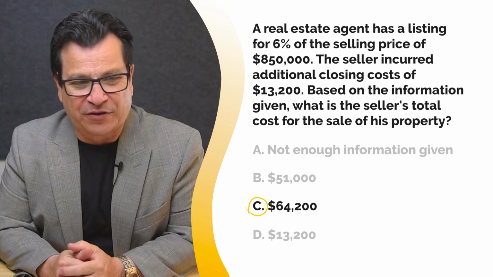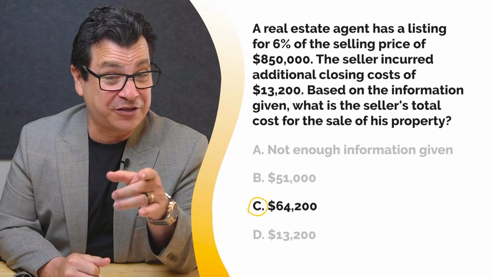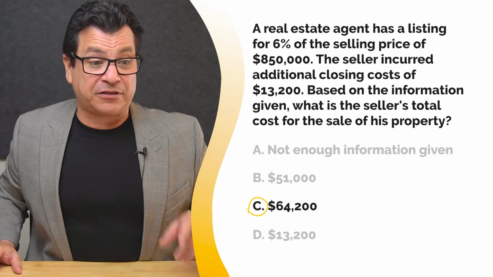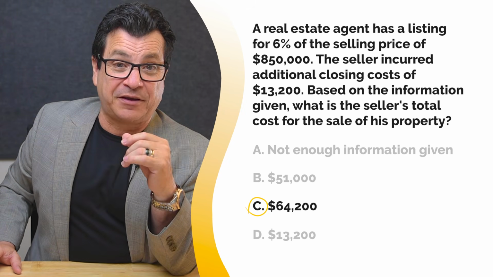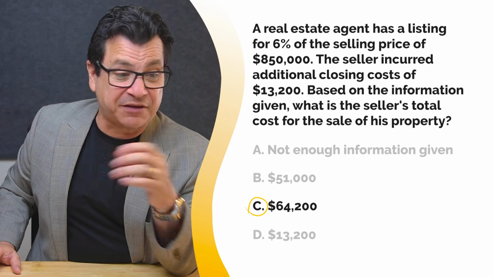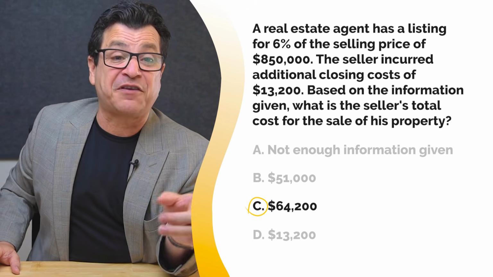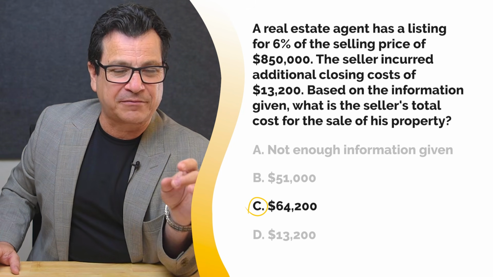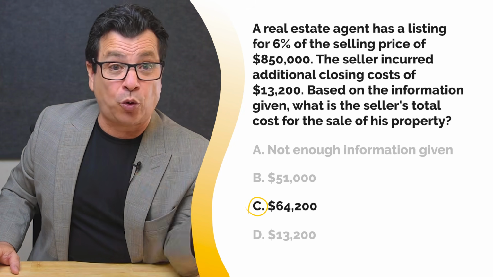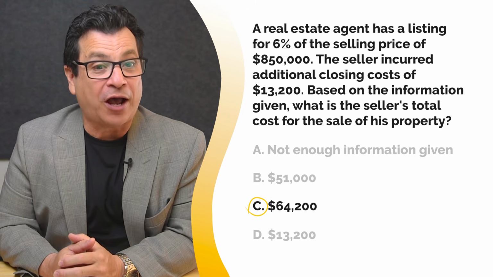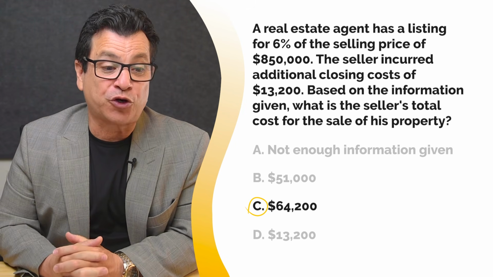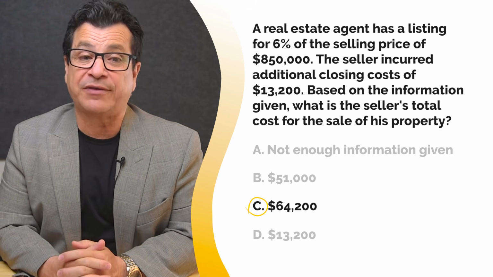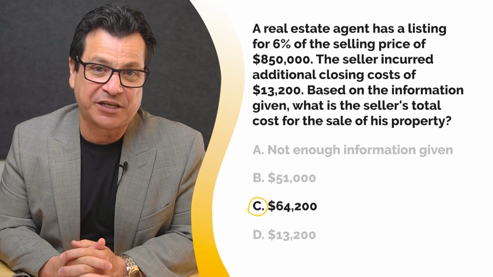So why is it 64,200? Well, let's go straight to the explanation. It'll be crystal clear in a second. We got the listing for $850,000. If the realtor is charging 6%, well, 6% of $850,000 is what? $51,000, as listed right there. That's just for the selling commission. On top of that, we're told, based on the question, that there's an additional cost that the seller will be paying, totaling $13,200. Put those two together, and you get a grand total of $64,200. Total expense of the sale for the seller.